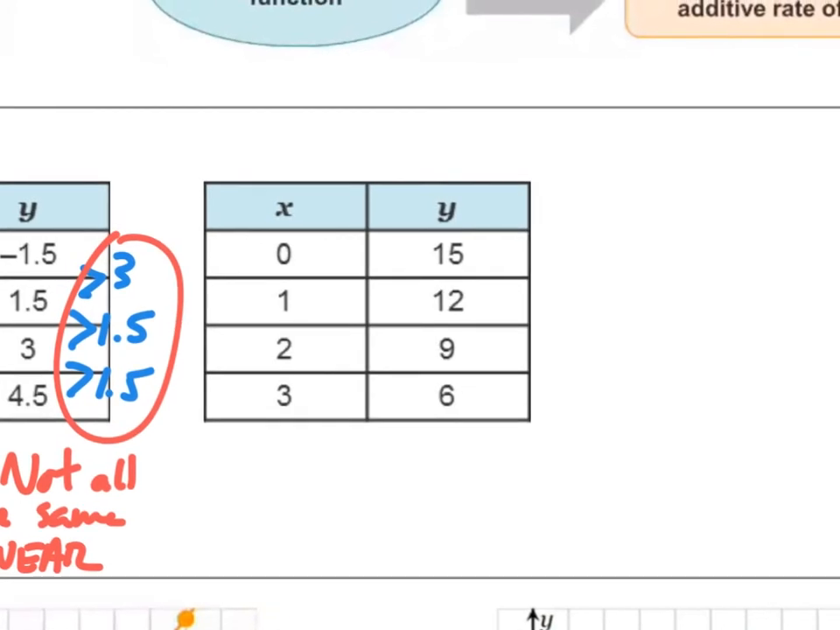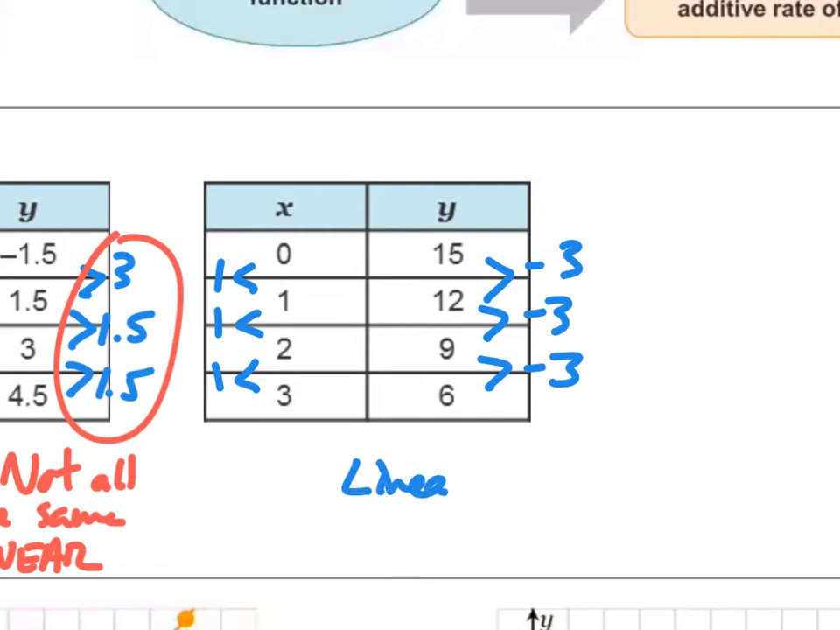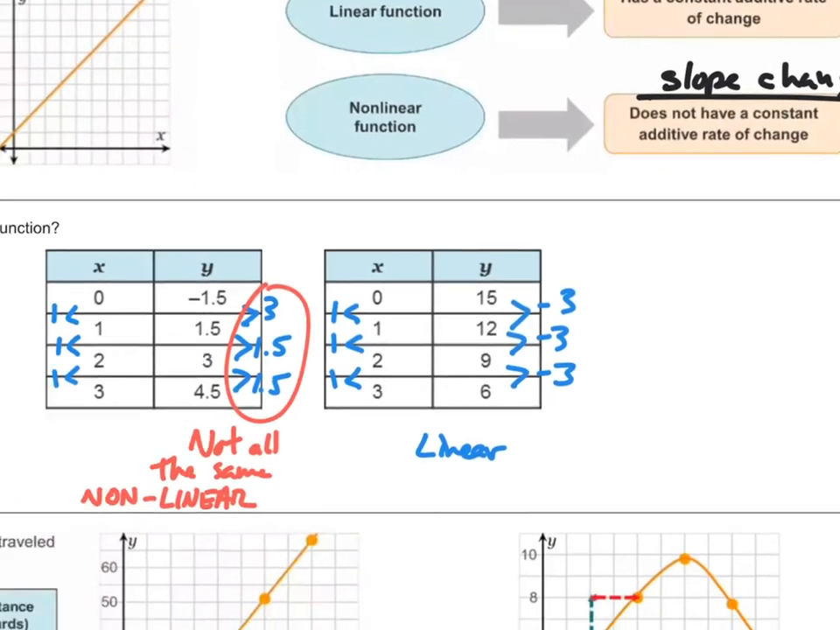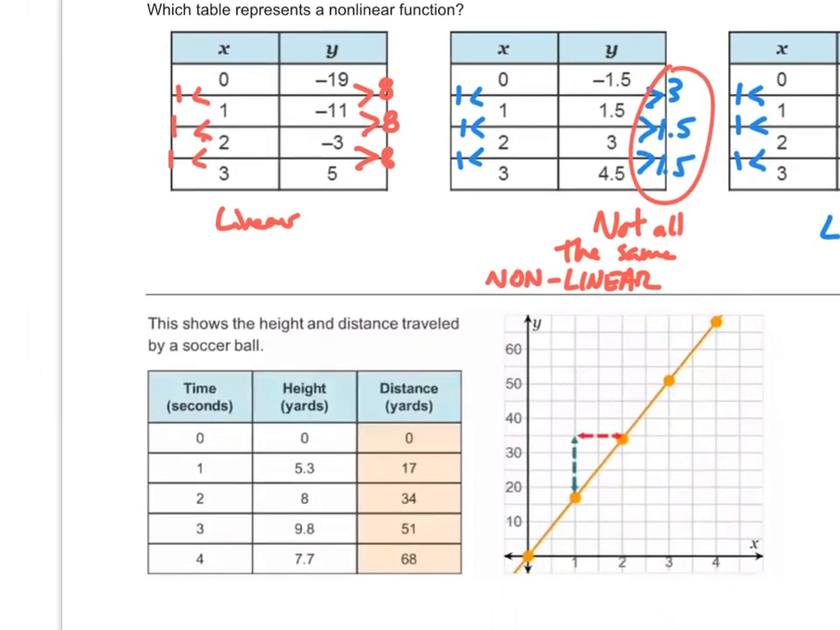Okay, let's check this out over here. Now, you can also have a negative rate of change. As x increases by 1 on each of these, y actually decreases by 3, and that occurs each time. So these are all the same, so this is a linear function. It's nonlinear when these rates of change aren't the same.